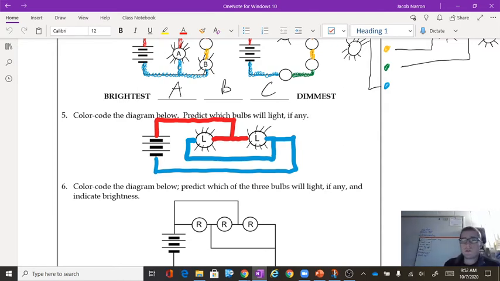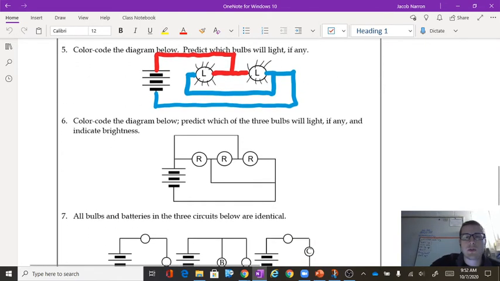There were no obstructions. Red to blue is a large pressure difference. Blue goes everywhere from the negative end of the battery. Red goes everywhere from the positive end of the battery. So those are both going to light up.